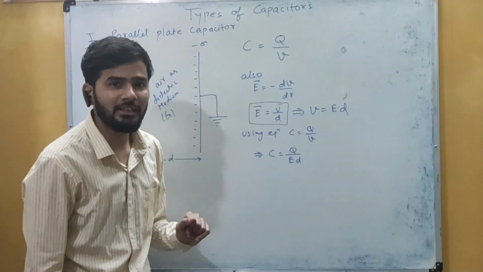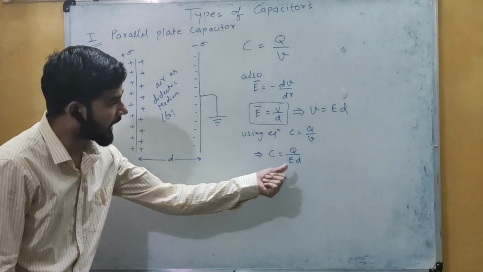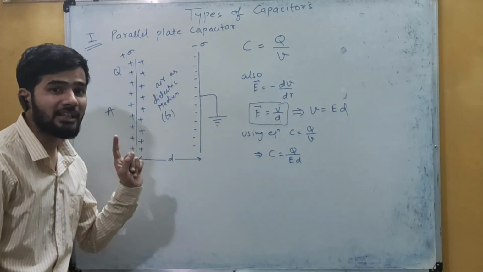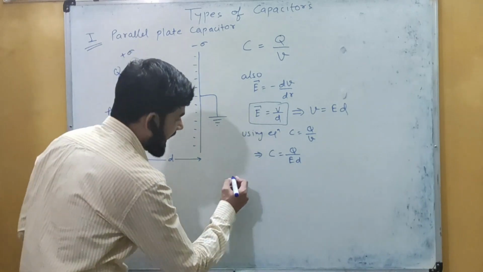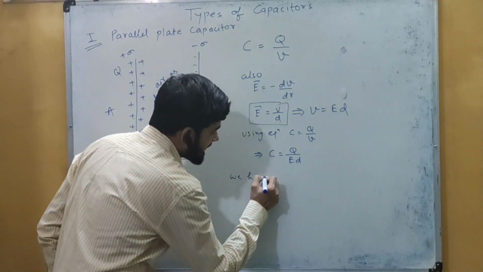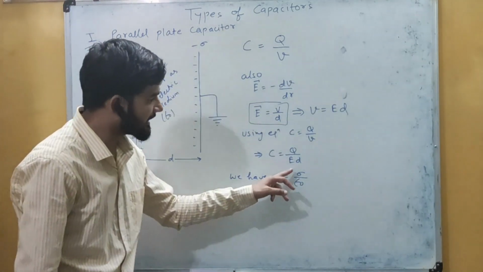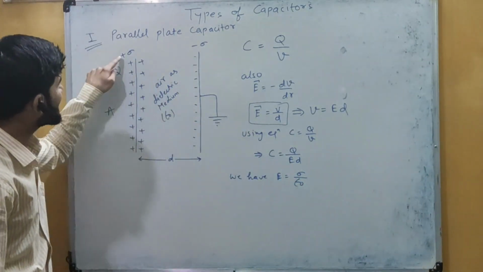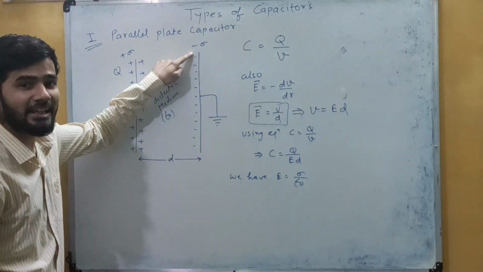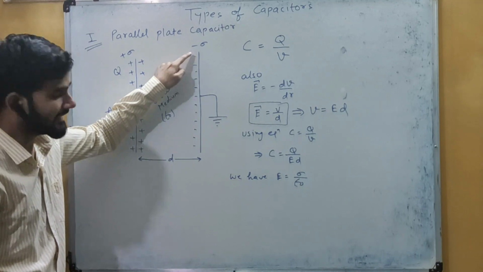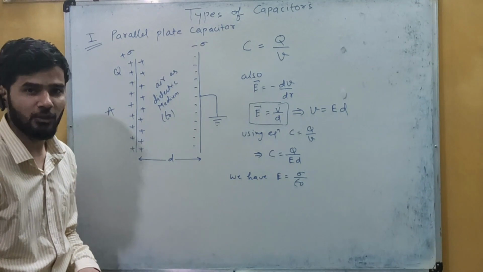Okay, now what is the value of E? That is the electric field between the two parallel plates. So how can we find this? We have already seen this derivation in the first chapter using Gauss law. We have E is equal to sigma by epsilon naught, where sigma is the surface charge density. Here this surface has positive surface charge density plus sigma, and here it has negative surface charge density, that is minus sigma. So between the two parallel plates we have E is equal to sigma by epsilon naught.